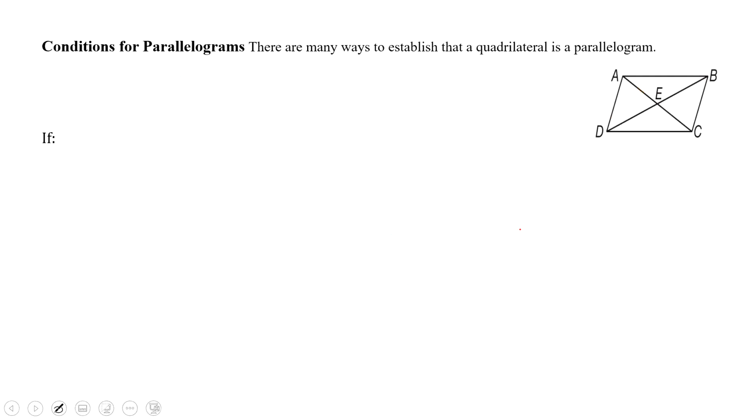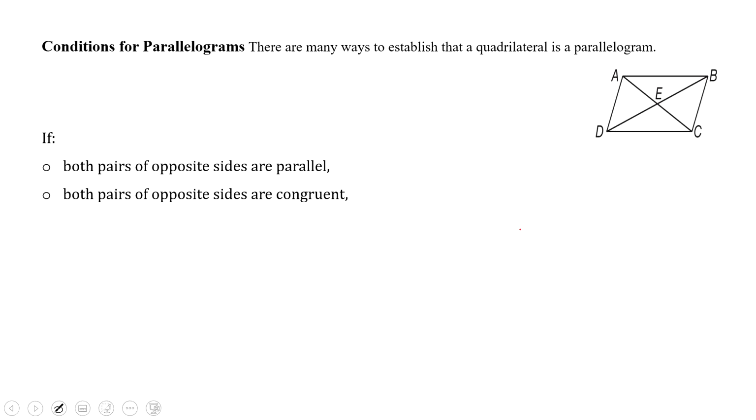Okay, conditions for parallelograms. To tell us a quadrilateral is a parallelogram, each one of these is individual. It doesn't have to be all of them, just each one. So, a quadrilateral is a parallelogram if both pairs of opposite sides are parallel. The opposite sides are parallel, it's a parallelogram. Or the pairs of opposite sides are congruent. My opposite sides are congruent, again, parallelogram.